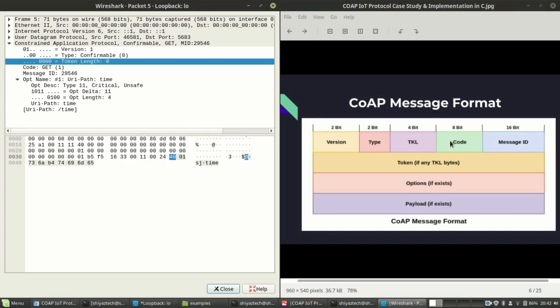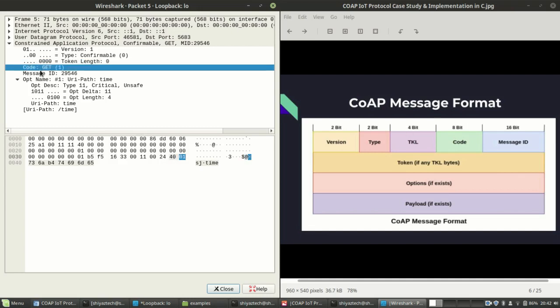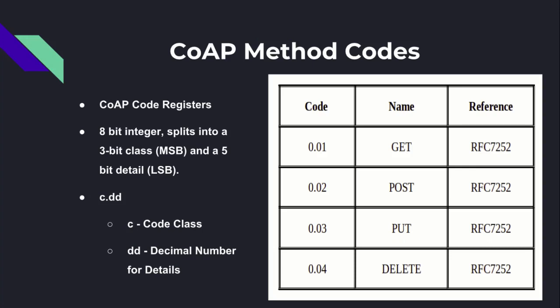And the next one is the code. It's an 8-bit integer. As you can see, our code is a GET request, which corresponds to 01. The code field in a CoAP message structure is 8 bits. Basically it splits into the 3-bit MSB, which is the code class, and the LSB 5 bits, which define the details. So basically it's denoted as c.dd, where c represents the code class and dd represents a decimal number for details.